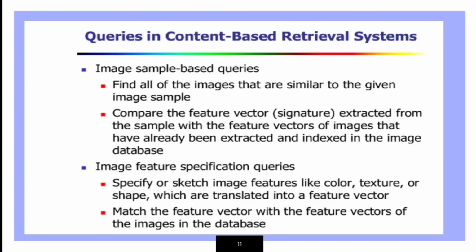And the second most important one is the image feature specification query, which specifies or sketches image features like color, texture or shape, which are translated into a feature vector and checked to see whether it matches or not.